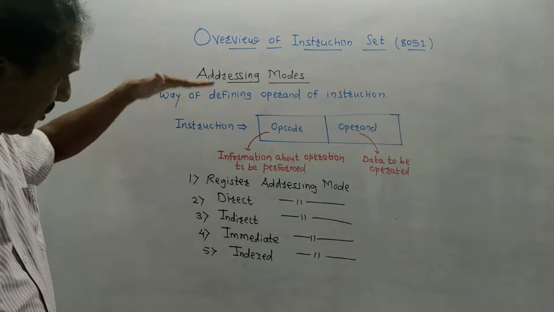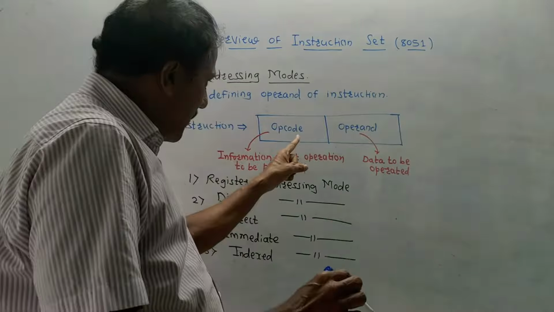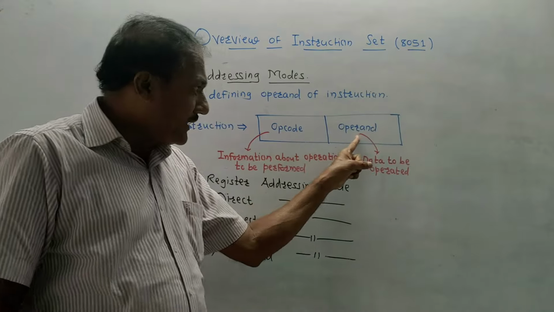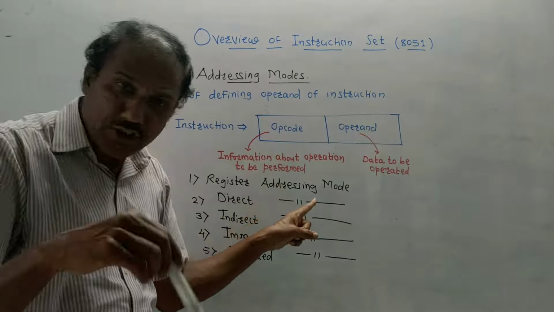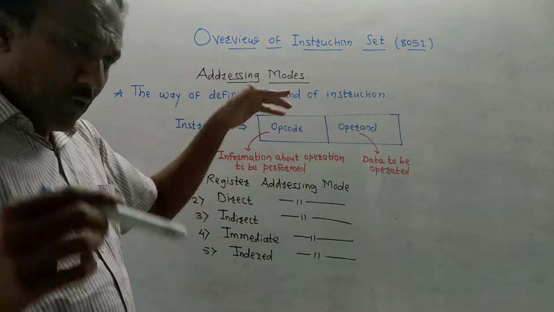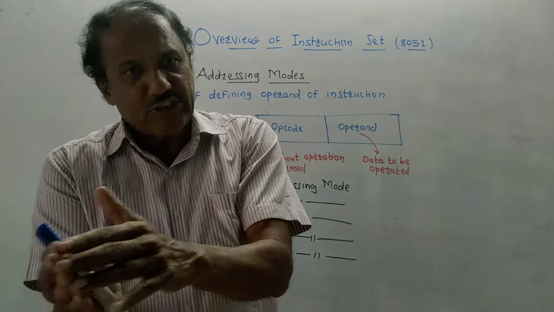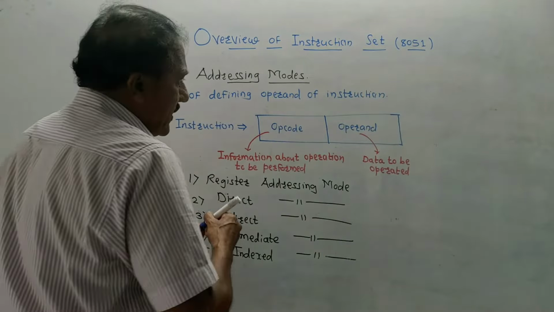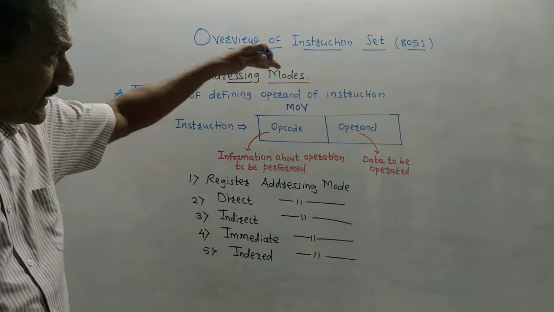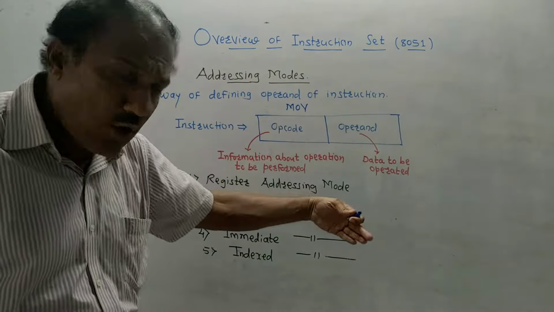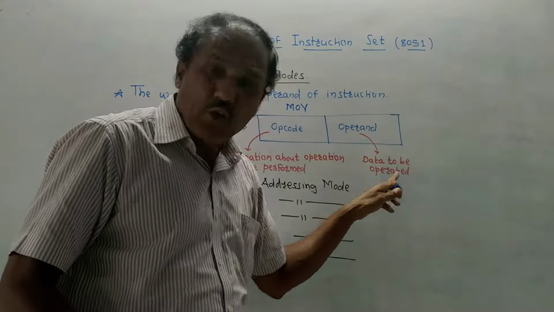उससे पहले इंस्ट्रक्शन का मतलब क्या है? In case of instruction there are two parts. One is opcode and second part is operand. Opcode is the information about operation to be performed. For example, if you want to move the data from one register to another register, then instruction part will consist of MOV. MOV indicates the moving operation, transferring operation. It is called opcode.